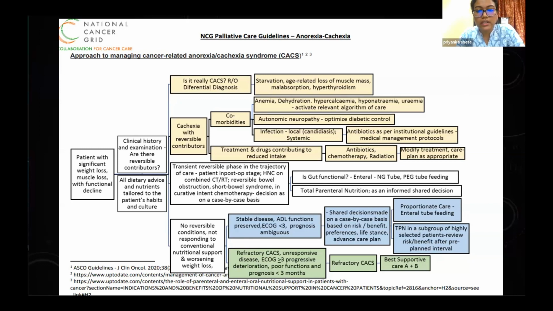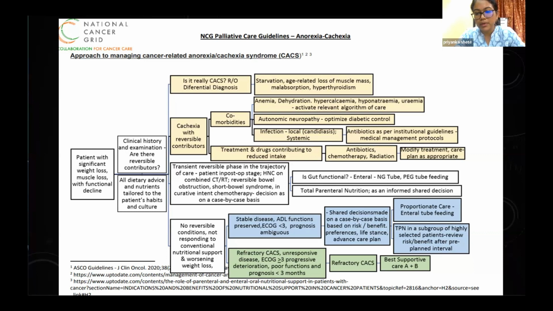If the gut is functional, enteral NG tube or PEG tube feeding is recommended. Total parenteral nutrition is an informed shared decision. Then the last is no reversible conditions, not responding to conventional nutrition support, and worsening weight loss. There are two cases here. The first one is stable disease, function preserved, ECOG less than 3, prognosis ambiguous. In this, a shared decision is made on a case-by-case basis based on risk versus benefit, preferences, life stance, and an advance care plan is important. In this, consider intensive feeding.